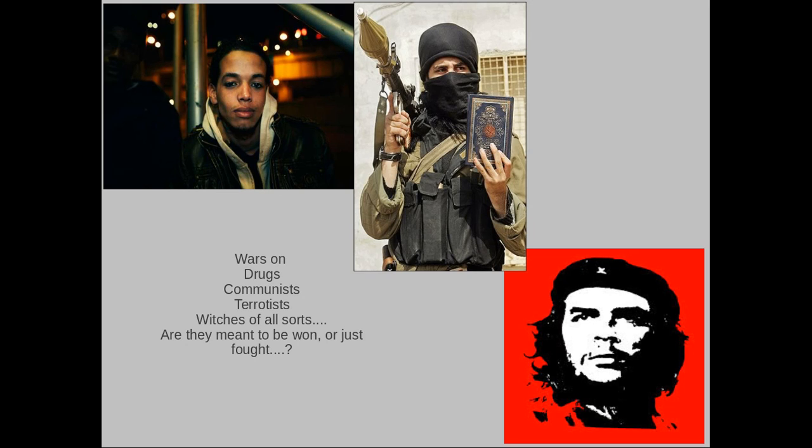Then we have the icon of the modern terrorist. We're fighting a war against these guys. Who are they? How do you win that war? I don't know. It's an unwinnable war. And there's Che on the right, the classic communist icon, the old witch that dates back a few decades now.